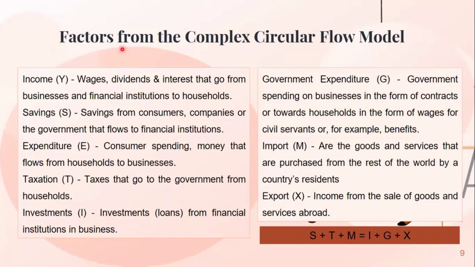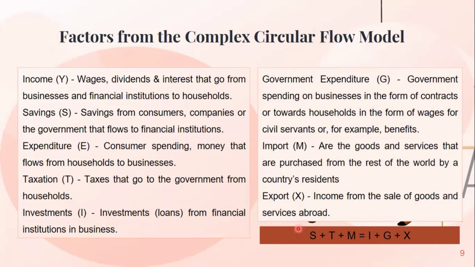These are the factors from the complex circular flow model. This is just kind of a summary of what I have discussed. The income, savings, expenditure, taxation, investment, government expenditure, imports, and exports. And this is our formula: S + T + M = I + G + X.